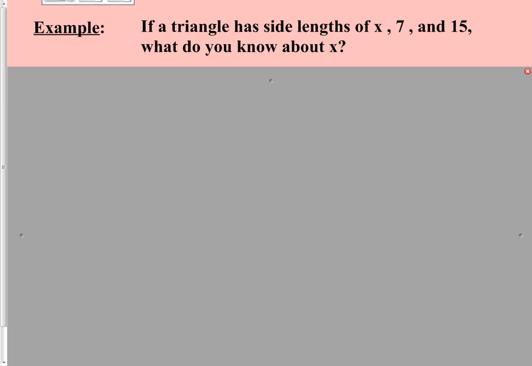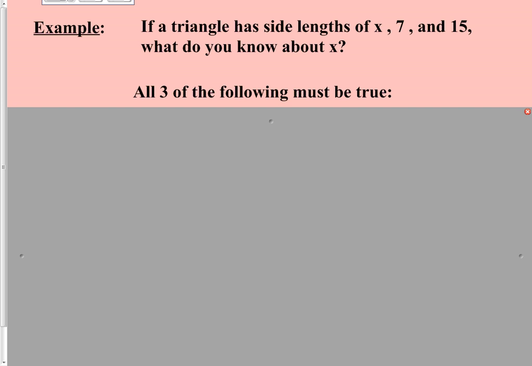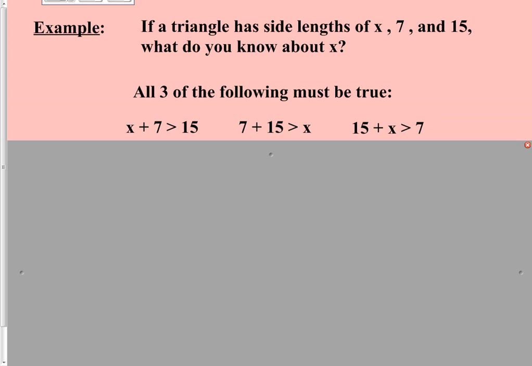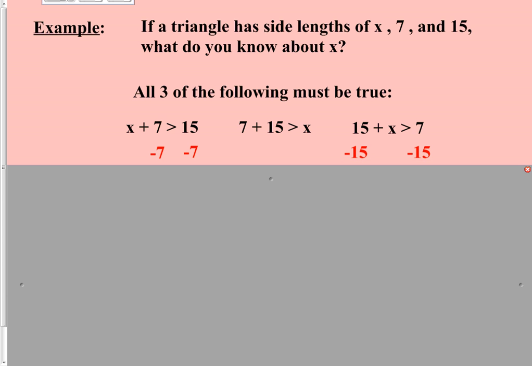Well, once again, by the triangle inequality theorem, any way that we can add up two side lengths, that sum has to be larger than the length of the third side. Okay, so these three things must be true. x plus 7 must be greater than 15, 7 plus 15 must be greater than x, and 15 plus x must be greater than 7. On the left side, we need to isolate x, so we're going to subtract 7 from both sides. In the center, x is already isolated, so we're just going to add 7 and 15. And on the right side, we need to isolate x, so we would be subtracting 15 from both sides.